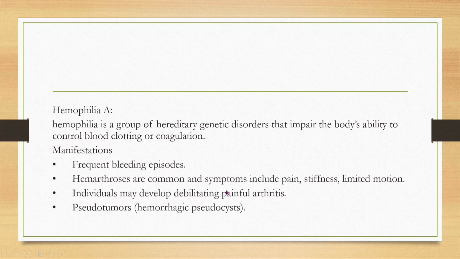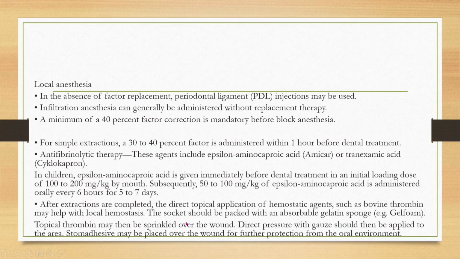Hematomas are common in these types of patients, with associated symptoms such as pain, stiffness, and limited motion. Individuals may develop debilitating painful arthritis. Pseudotumors might be there. While giving local anesthesia, in the absence of factor replacement, periodontal ligament injections may be used. Infiltration anesthesia can generally be administered without replacement therapy. A minimum of 40% factor correction is mandatory before a block anesthesia.